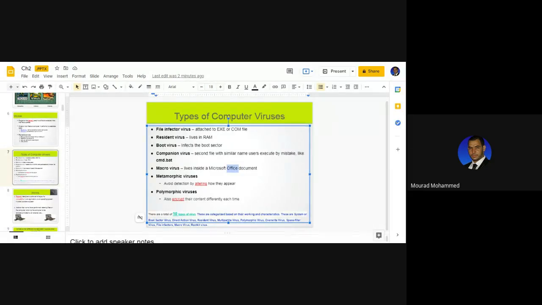Macro virus. Why macro viruses? Because within the Office tools, there is a technology for writing scripts named macro. This is a technology inside the Office, the macro. So it is named by the technology only. A macro virus is linked to the macro of the Office tools, no more, no less.